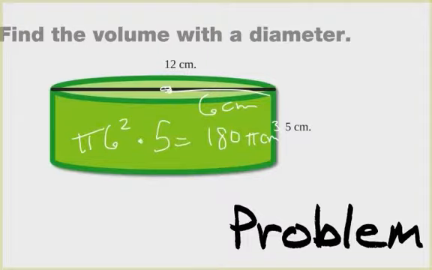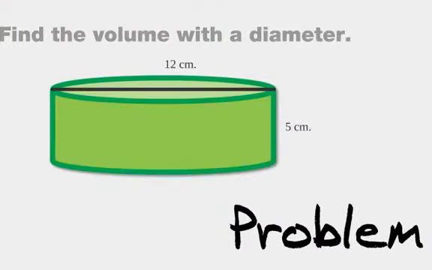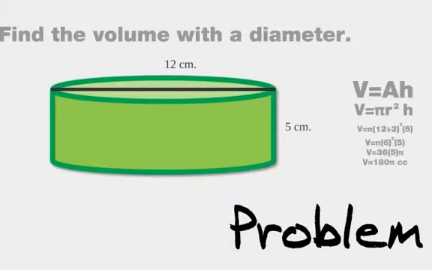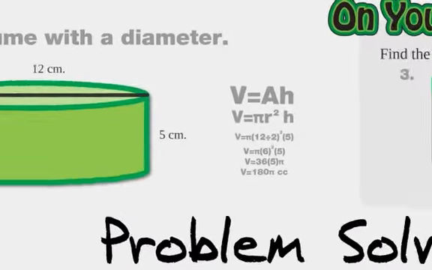Remember, it's volume, so it's cubed. The units are always going to be cubed. V equals A, pi r squared, times h, and you get 180 pi cubic centimeters. If you see a cc, that means cubic centimeters, okay?